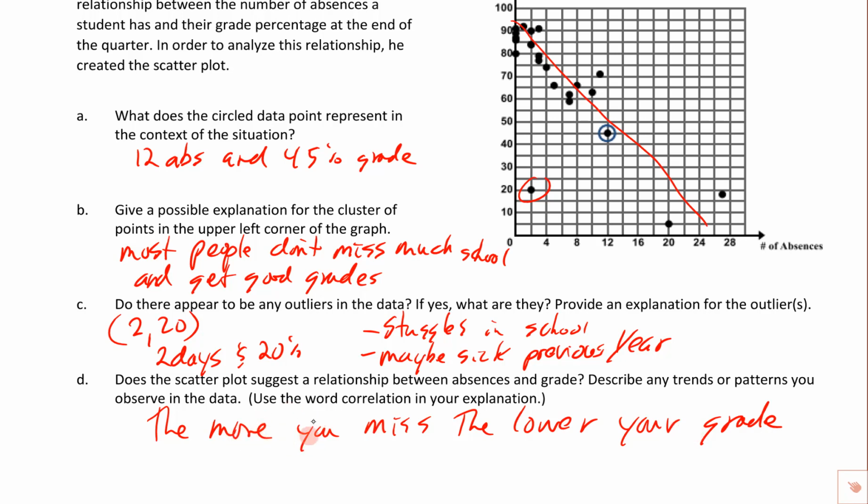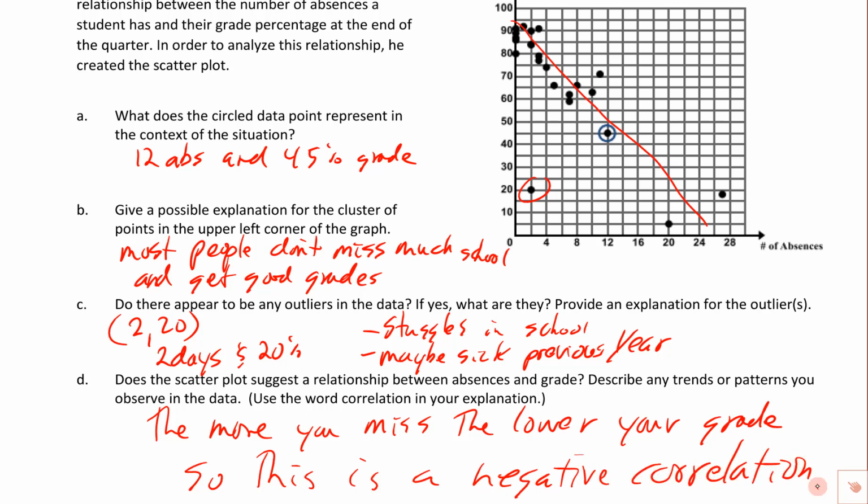So as the number of absences go up, your grade goes down. Well, that means they do opposite of each other. They're not doing the same thing like in a positive correlation. This would be a negative correlation.